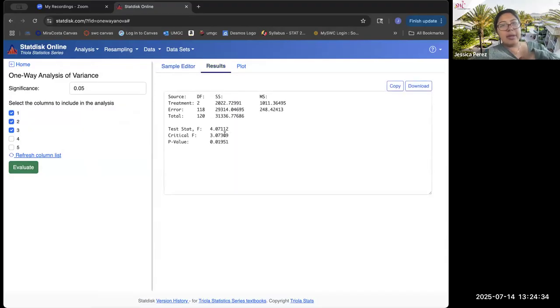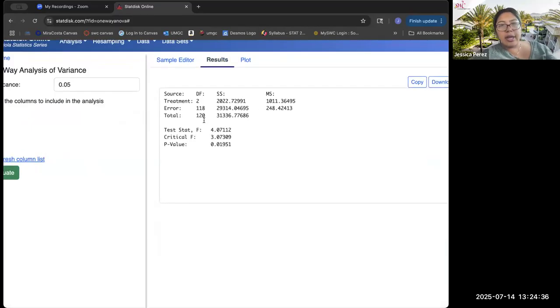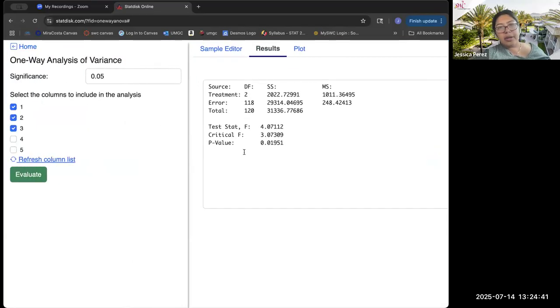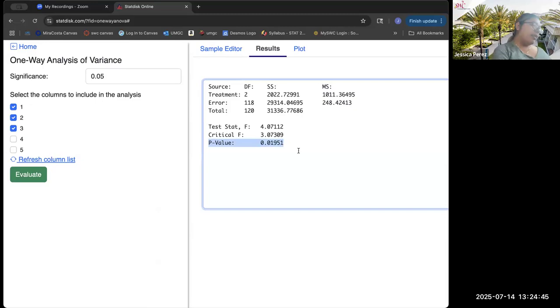I'm going to select evaluate, and I'm only going to be looking here. I know that there's a treatment and the error, but don't look at that. We are going to be talking about that. We are going to look at the critical value, the test value, but most importantly, the p-value. So the p-value is p equal to 0.01951, which is less than or equal to alpha. That interpretation already tells me that since the p-value is less than alpha, we are going to reject the null because the p-value is low.